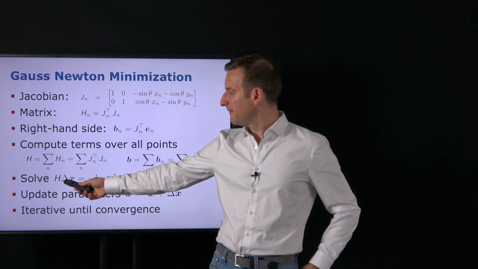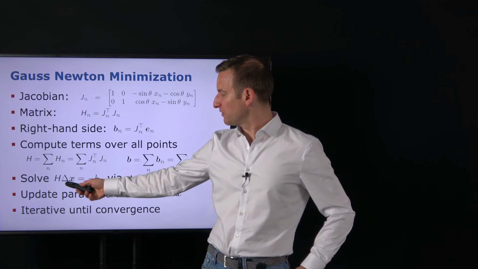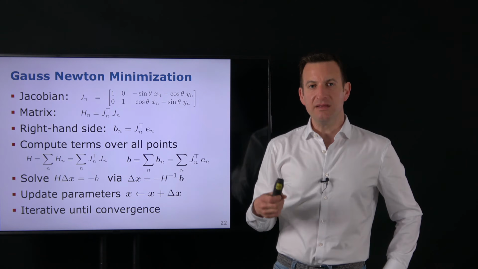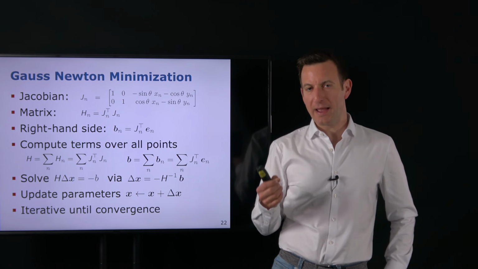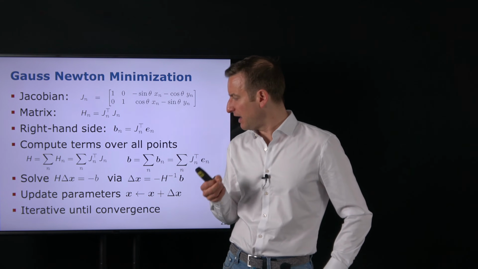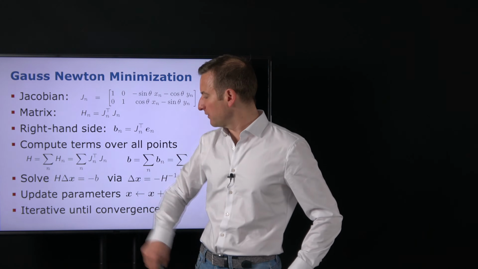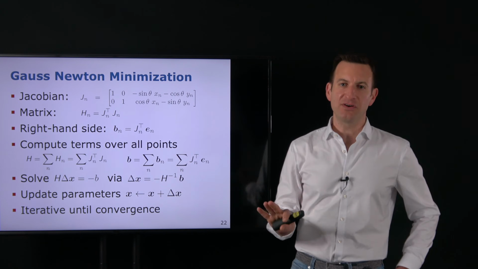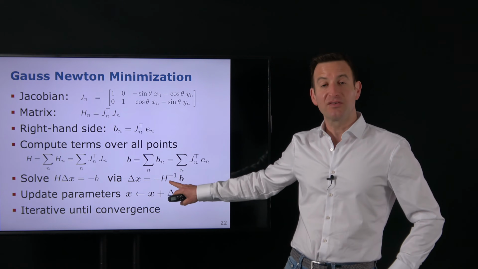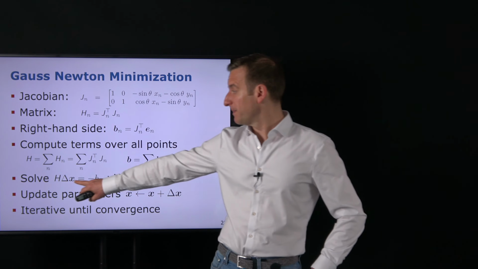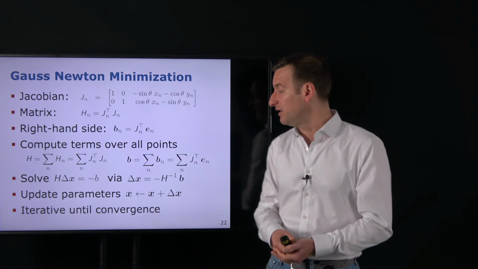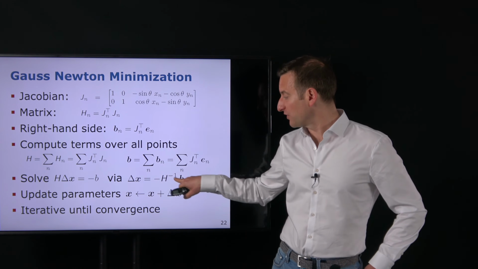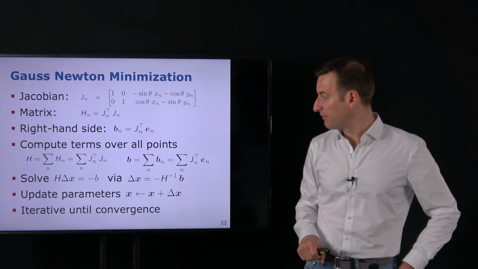I need to solve H times delta x, so the update in the parameters. This vector x is now the parameters of my transformation, so tx, ty, theta, and basically the increments of that. And so I need to solve this system, which I can in this form very easily solve by just inverting this matrix. This is a 3 by 3 matrix, remember. H is a 3 by 3 matrix, and I can easily invert a 3 by 3 matrix. So this is an easy way, just inverting the matrix and getting my update of my parameters.